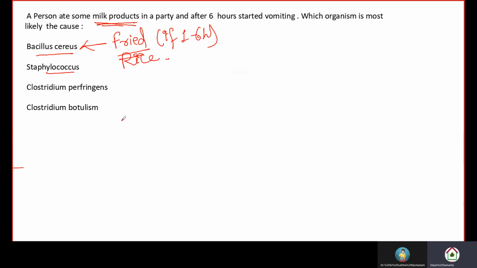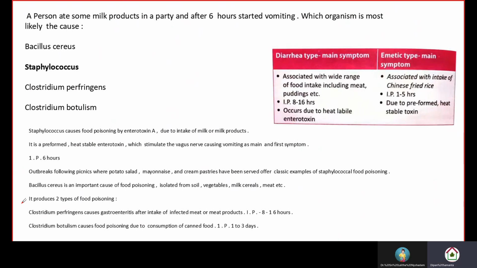B cereus is also given in the option, so you must remember this also sometimes. Okay, so Staphylococcus.